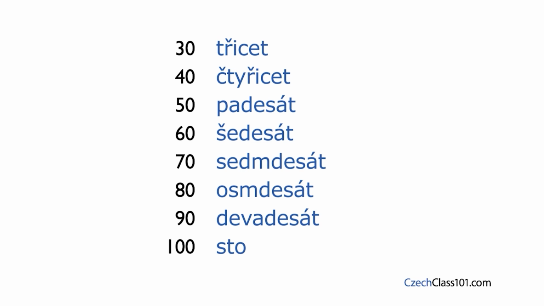In order to build 30, which means 30, you just add z to the word for 3, and you get 30. The same goes for 40. To build 70, meaning 70, you just add desa to 7. The same goes for 80. So now you only have to remember 50, 60, 90 and 100.